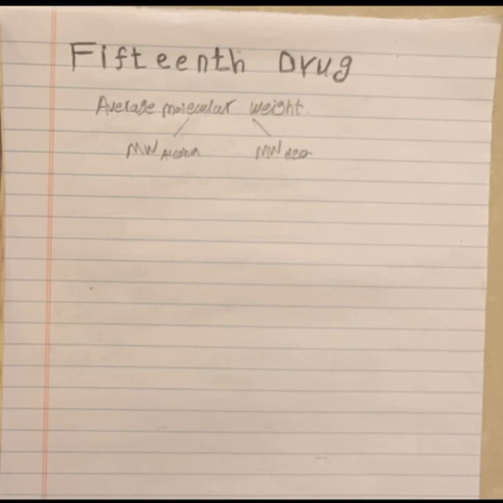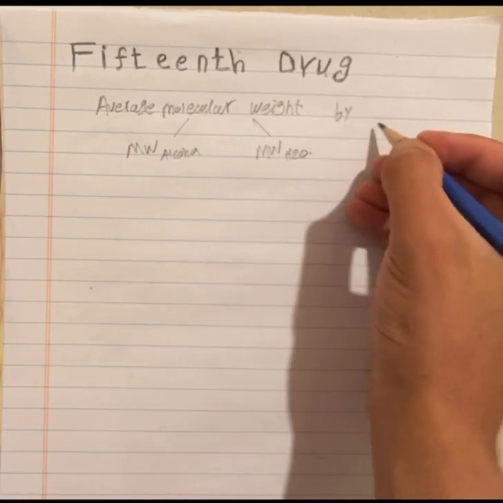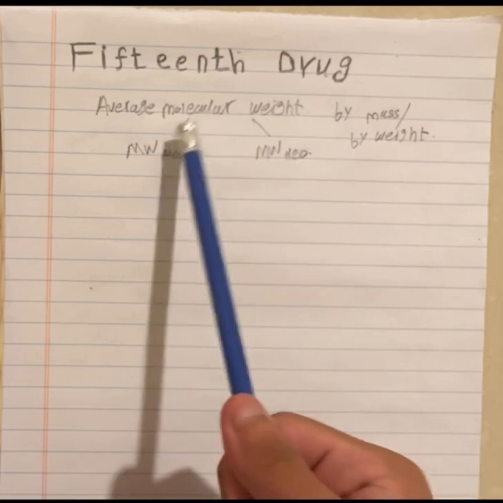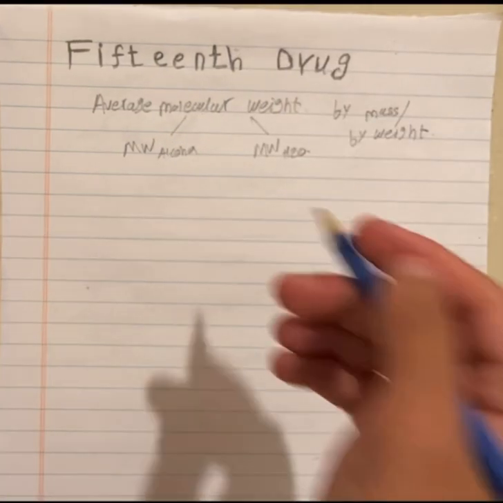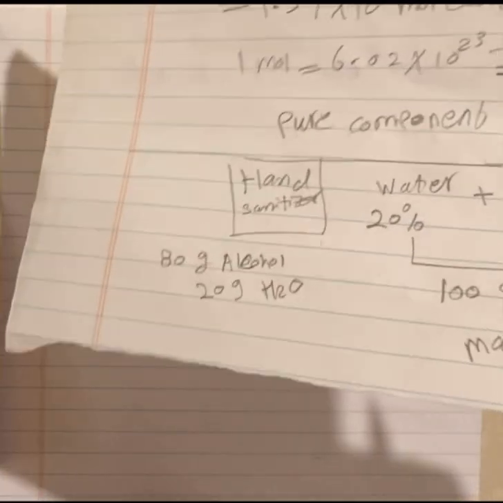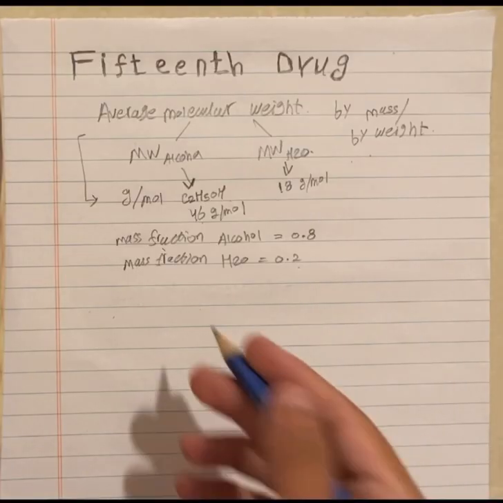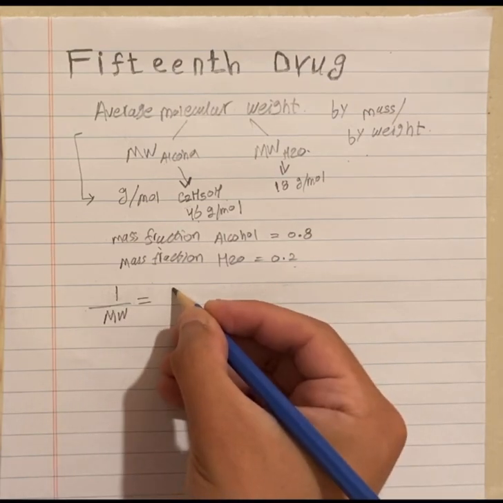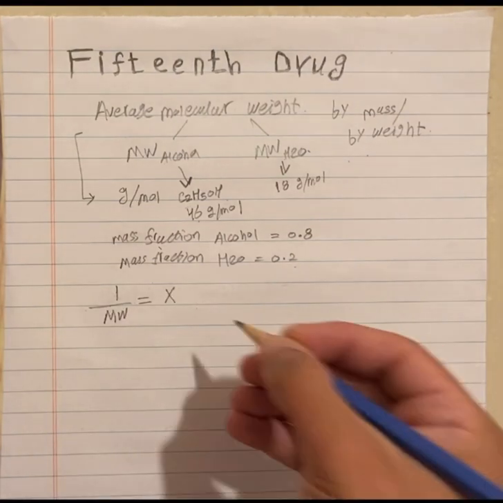It turns out that we really need mass fraction in order to find the average molecular weight, which means it will be by mass, by weight. Because if you plug in mass fraction, then you will have the average molecular weight for mass. And the unit will be gram per mole, because we have 100 gram. Using mass fraction through this equation, 1 over the average molecular weight will be x. If it is mass fraction, we'll call it x.